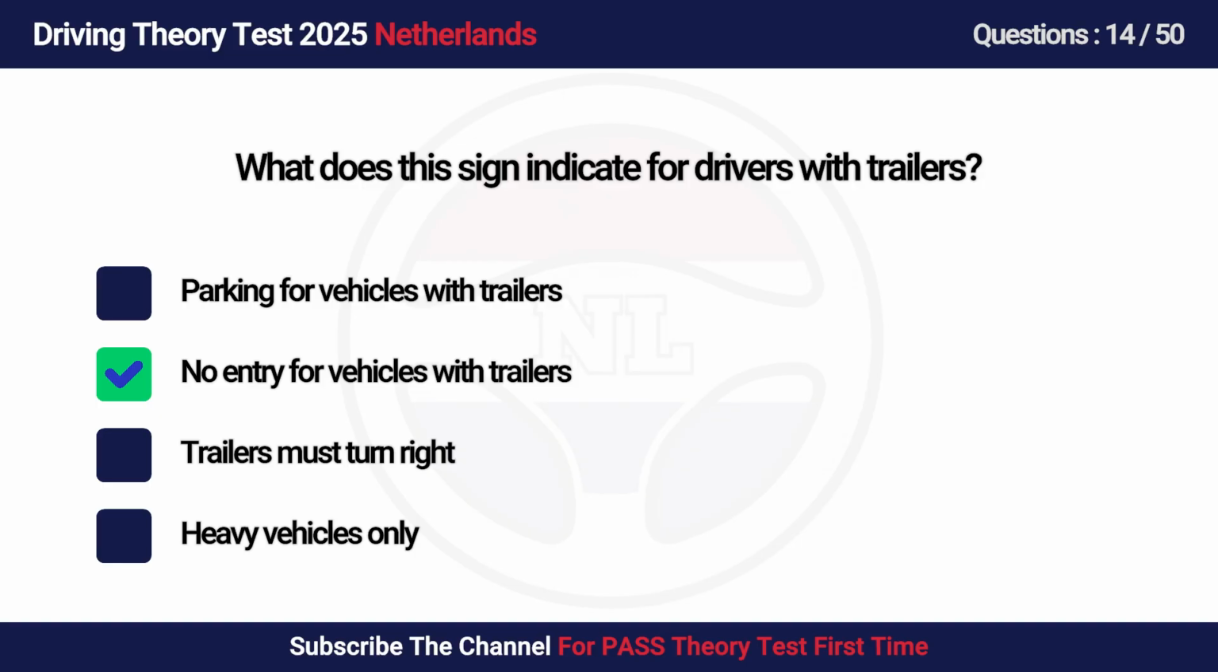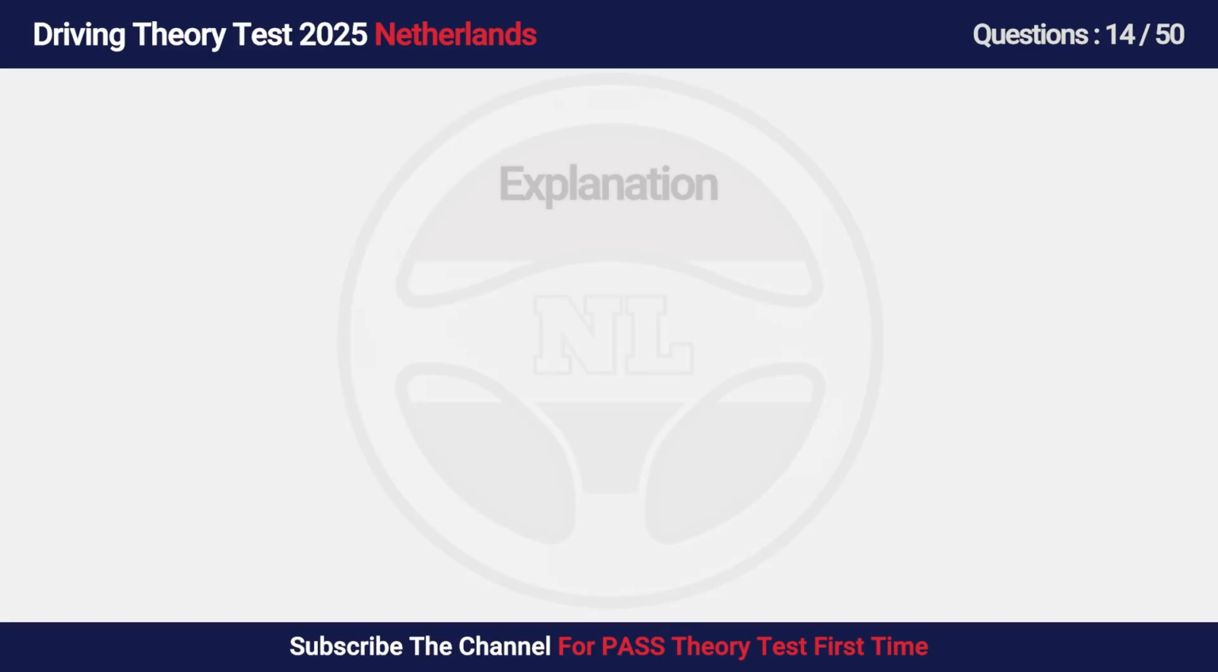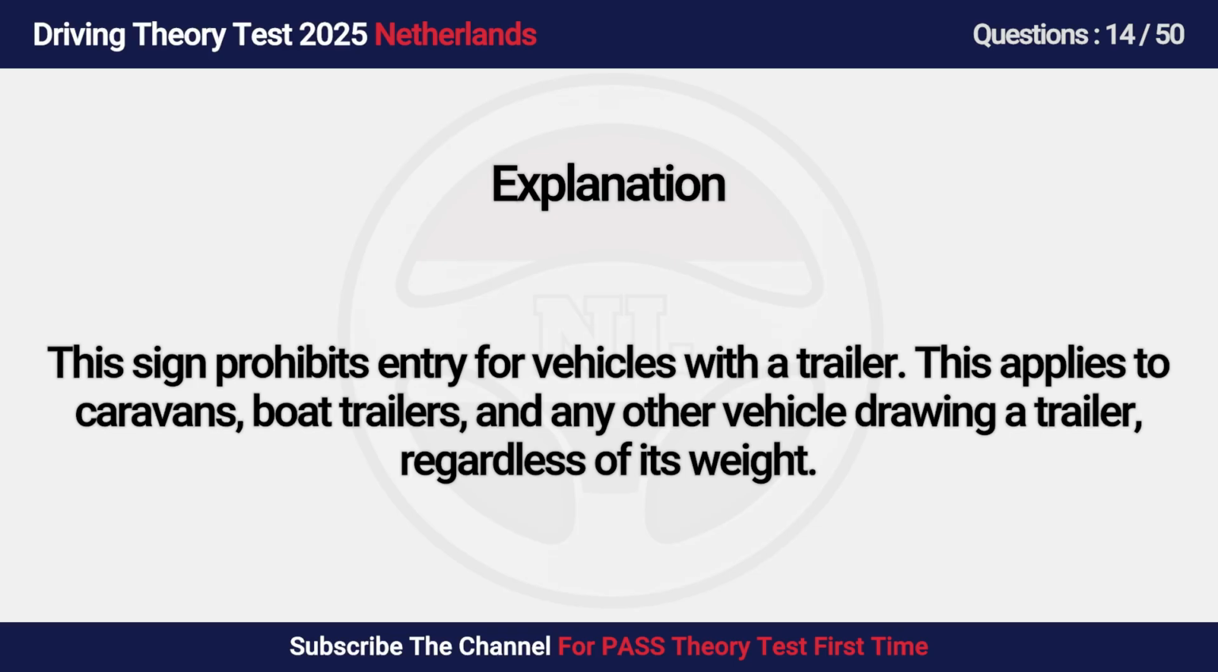Answer is B. No entry for vehicles with trailers. This sign prohibits entry for vehicles with a trailer. This applies to caravans, boat trailers, and any other vehicle drawing a trailer, regardless of its weight.